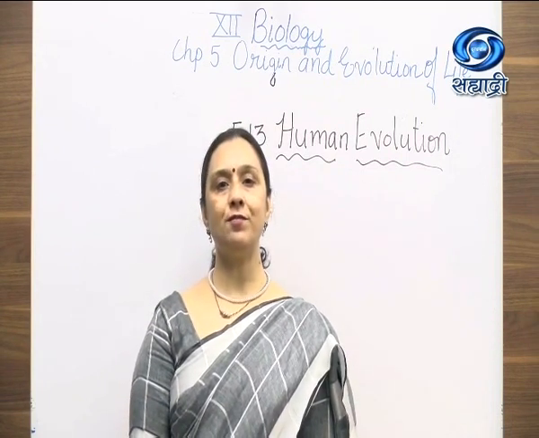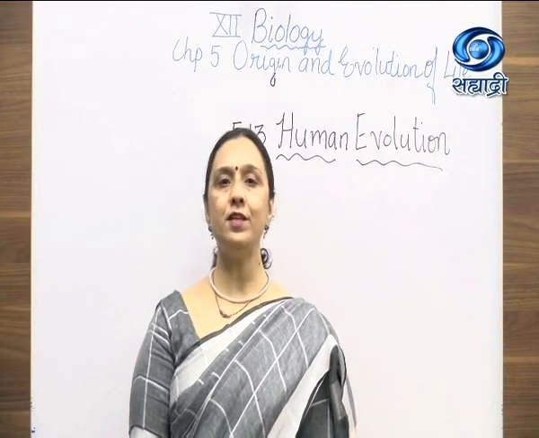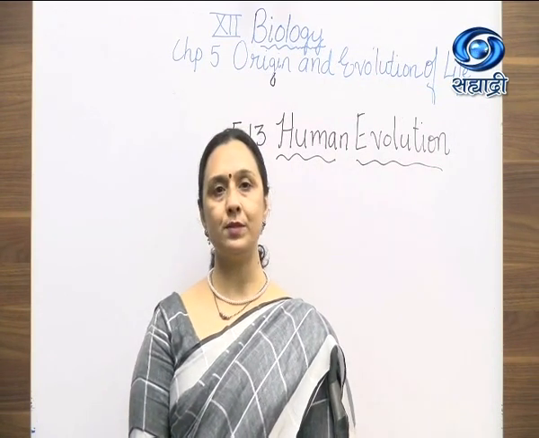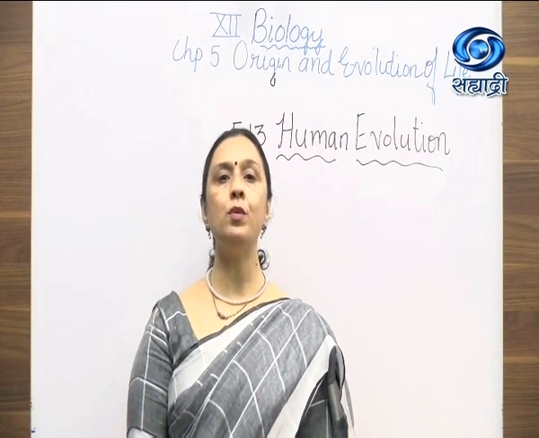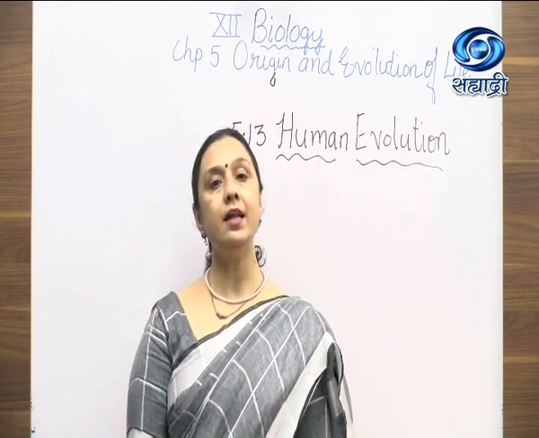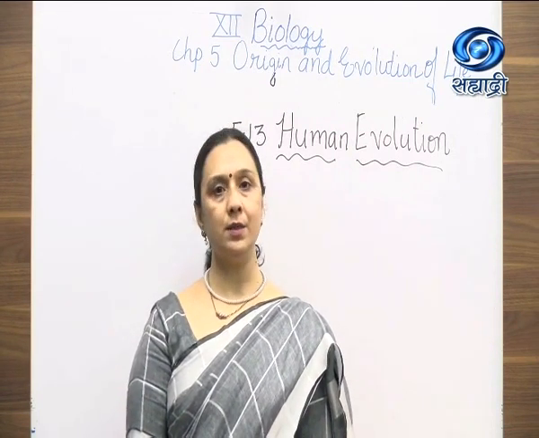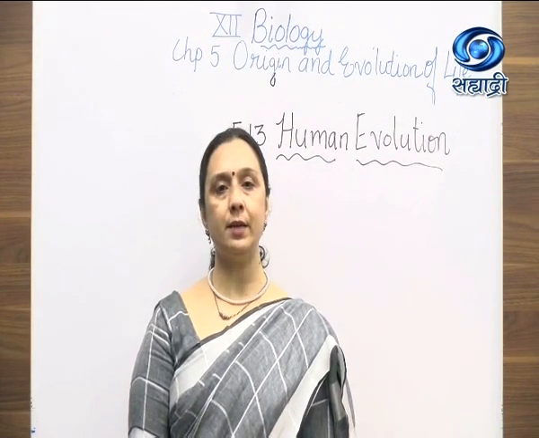We had started with chapter 5, Origin and Evolution of Life. We had already finished with the modern synthetic theory of evolution. In the last lecture, I also gave you a brief introduction about human evolution. So today I am going to discuss in detail how human evolution occurred. We are starting with 5.13, the last part. Only two parts are there.